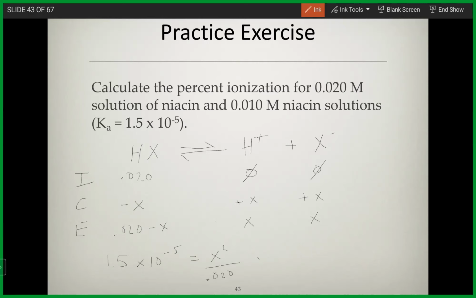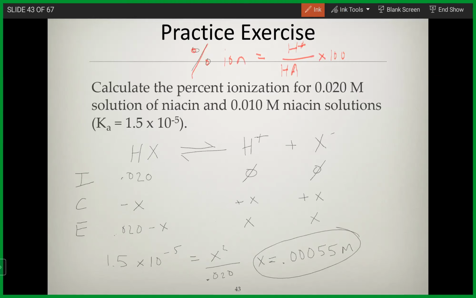And then when we go through and actually solve for this one, what we're going to see is that we get 0.00055. So that's going to be the concentration of that hydrogen ion. So if we want to get the percent ionization, it's going to be H plus over HA times 100.